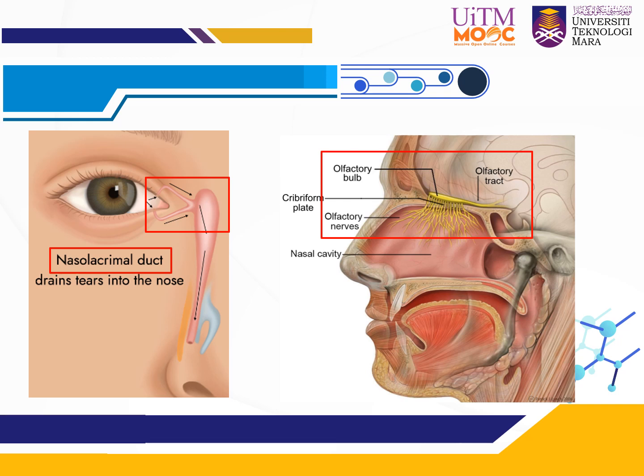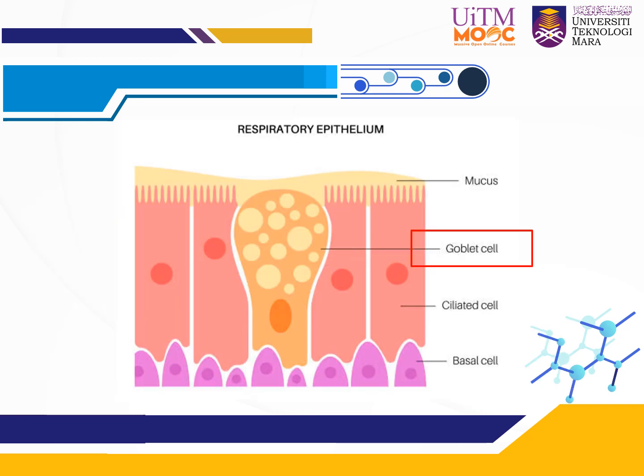And on the right side of the picture, you will see that the olfactory nerves and olfactory receptors are found on the superior part of the nasal cavity, which is on the top of the nasal cavity. Now this is another picture to show you the goblet cells that produce mucus that helps to line the tract of the respiratory system.